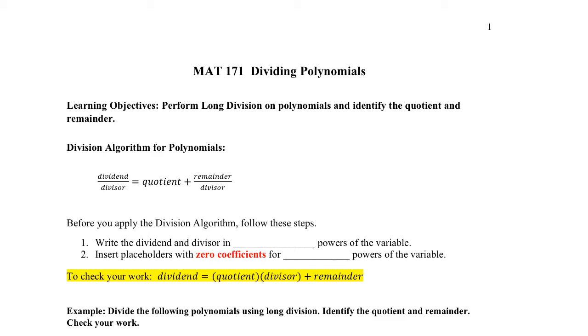Today we're going to talk about dividing polynomials. Now, before we launch into division of polynomials, I want to walk you through the process of long division, which of course you all know how to do, and you've known how to do that since elementary school. But the process of dividing polynomials is the exact same process as long division.